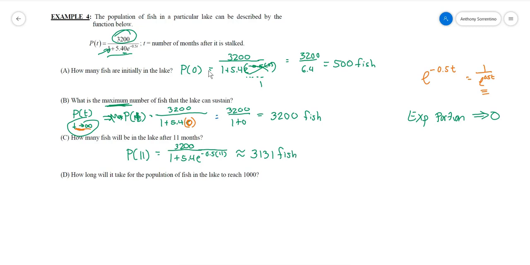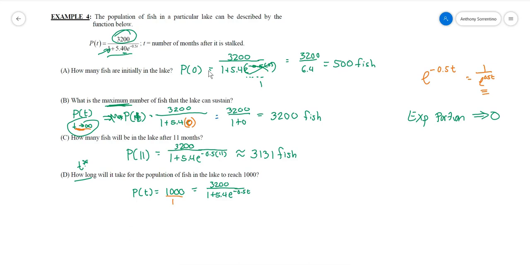And now it says, how long will it take for the population of fish to reach 1,000? So now we're saying, okay, we know that P of t equals 1,000, and of course that equals 3,200 over 1 plus 5.4 e to the negative 0.5 t. I want to solve this equation for t because it's asking for how long, so it's kind of an indicator that t is what we're looking for here. And I want to also keep in mind that I have something written as a fraction on the right. I can cross multiply.